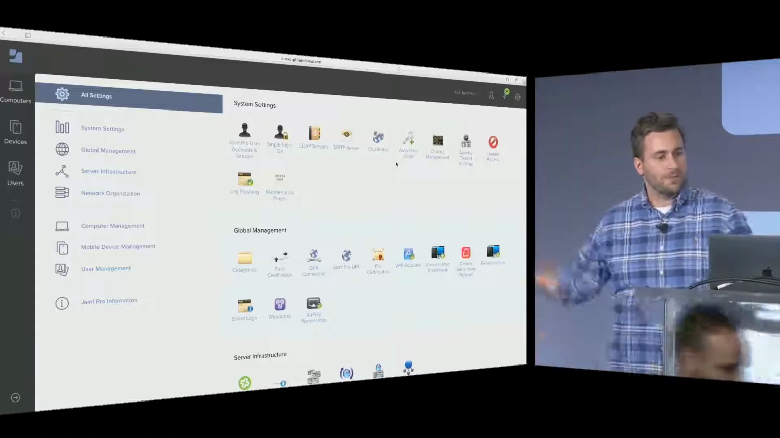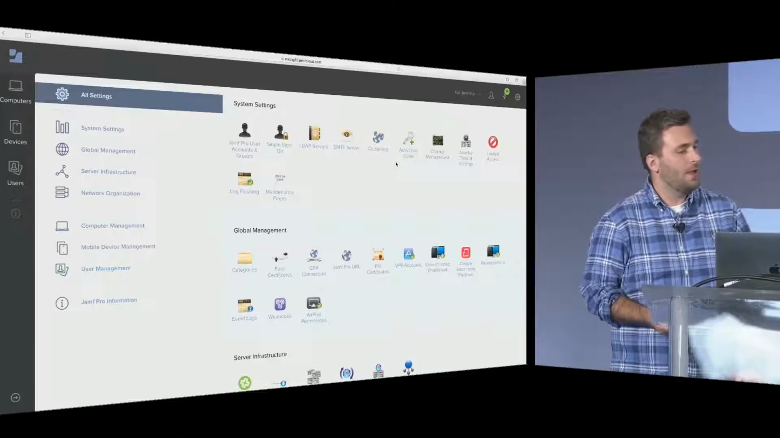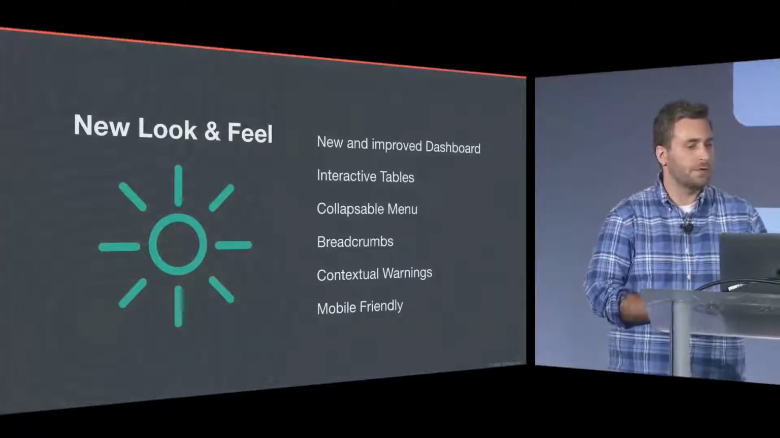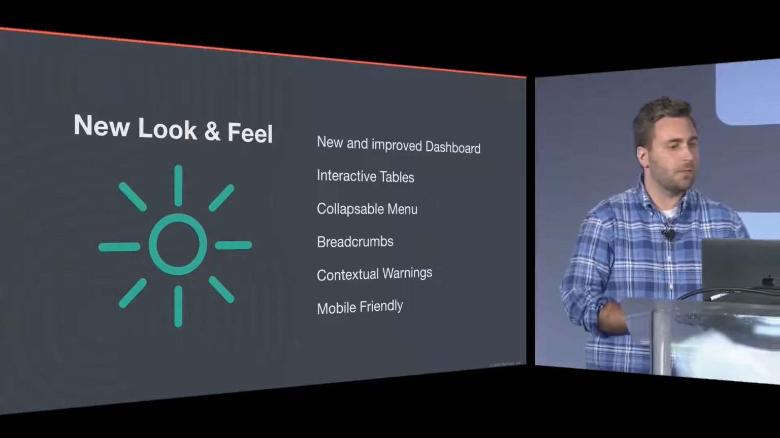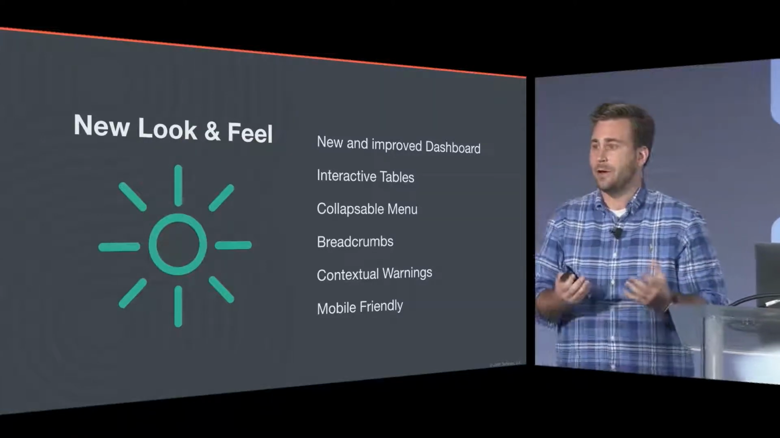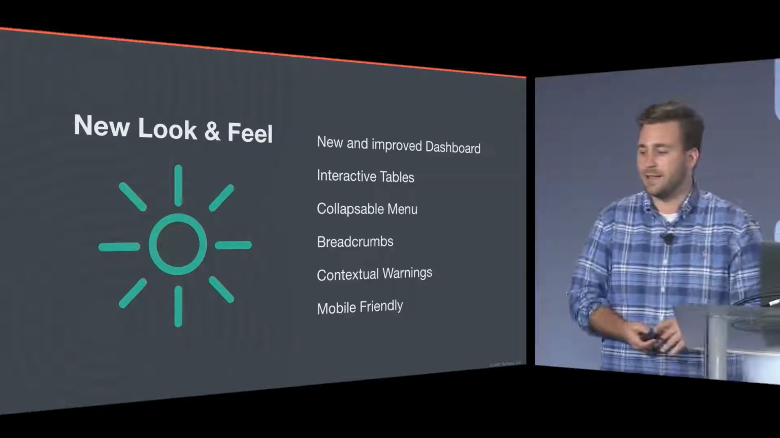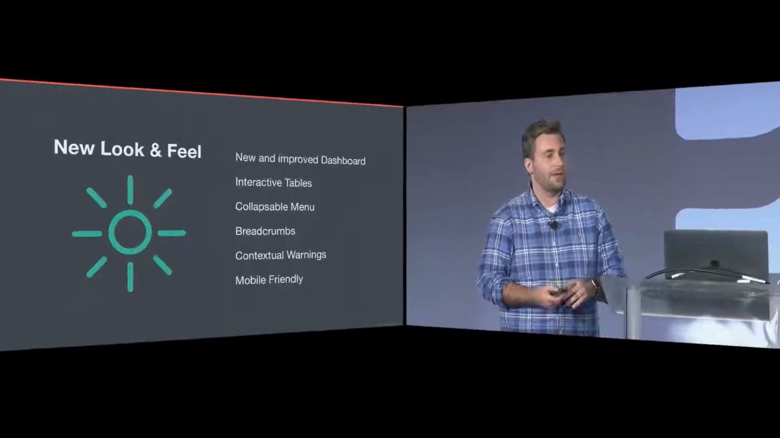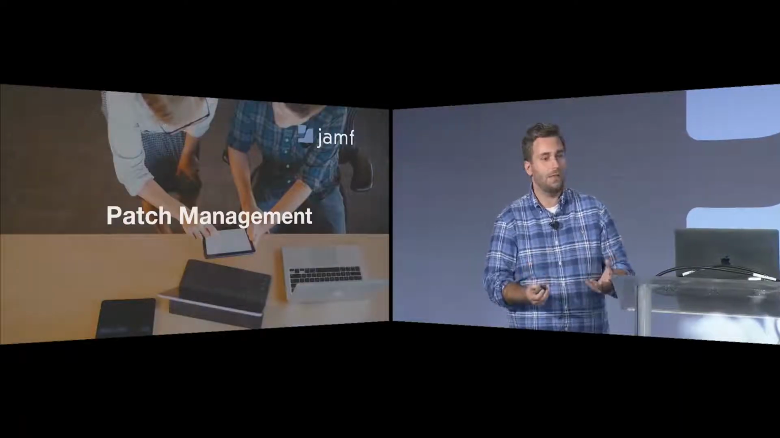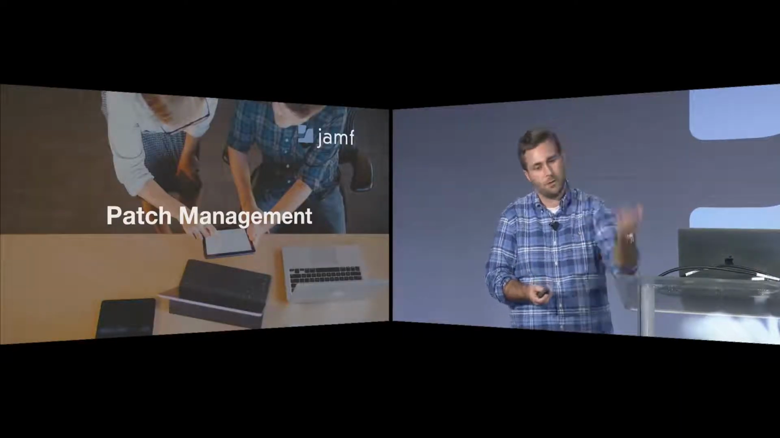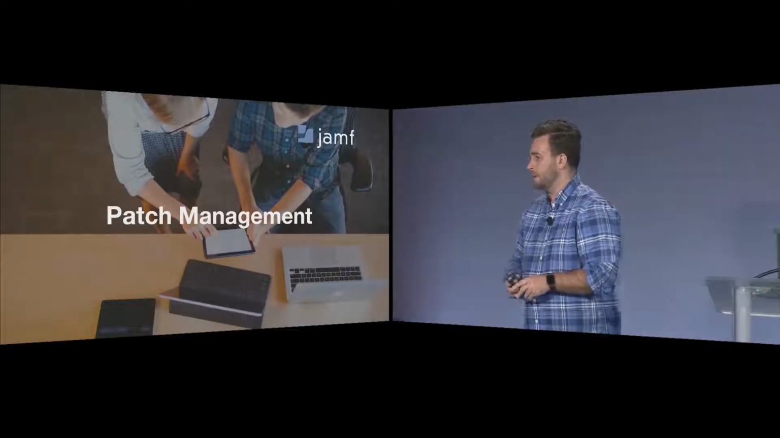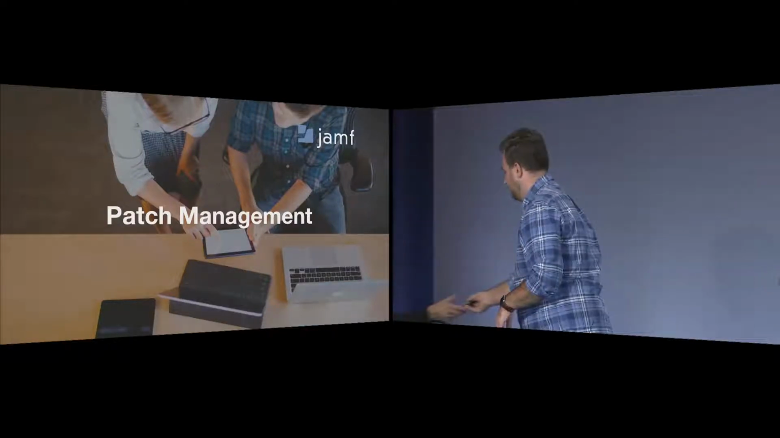If we could switch back to the slides here real quickly. So to just recap, the new user interface is all about the new improved dashboard, interactive tables, that collapsible menu, the great breadcrumbs to see where you're at, those contextual warnings, and how mobile friendly it is too. The second big thing that we want to talk about is patch management. I'm going to bring Joe up here, product owner of Jamf Pro, to talk through patch management. Thanks, Joe.